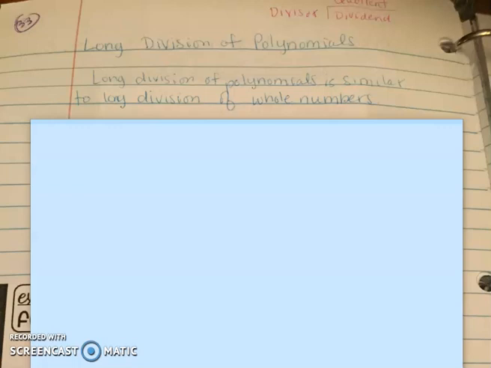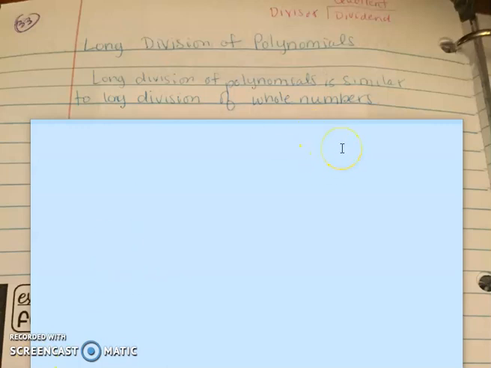For page 33, we're going to continue talking about dividing polynomials using long division. This is going to be very similar to long division of whole numbers. The process works the exact same way. The only difference is we've got some letters in there now. So it's going to be a little bit tricky, but once you get the hang of it, you'll notice that the process is the same thing over and over again.